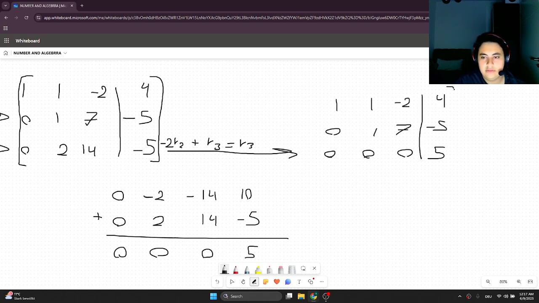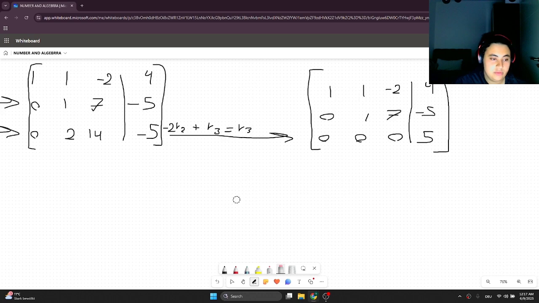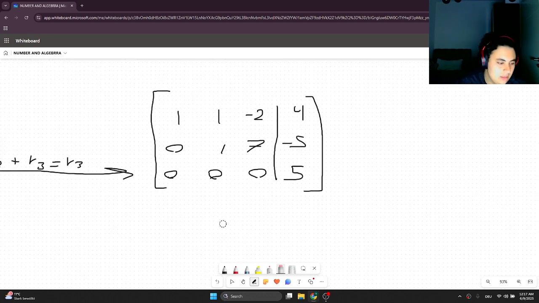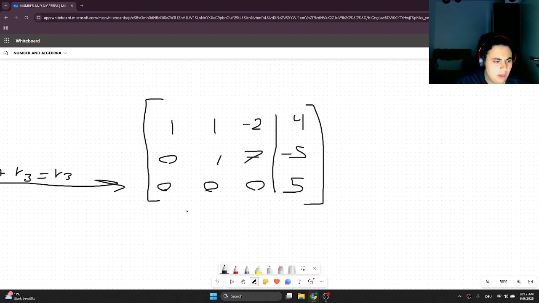Now, I don't even have to continue this. I'm going to continue, but you can already tell from this view that this is going to have no solutions. Why?